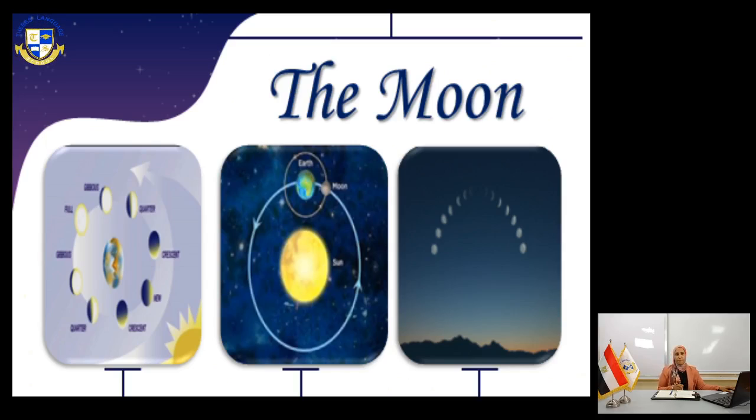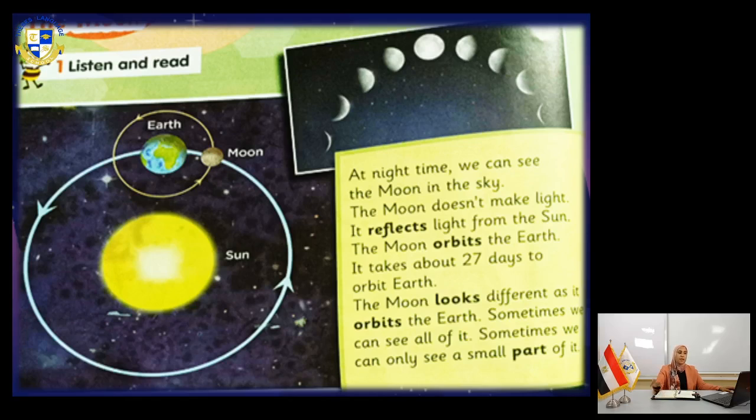The moon. We can find the moon in different shapes every night in the sky, right? Now, I need you to look in your books on page 62. Listen and read. Here we have the sun, I have the earth, and at the same time, there is a moon here.